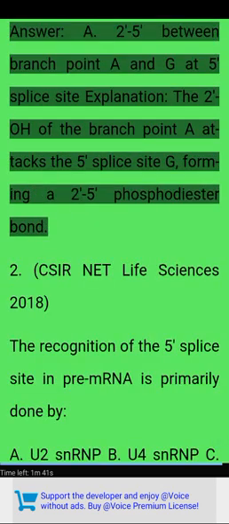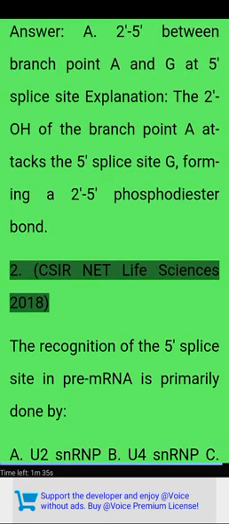Answer. A 2'-5' bond between branch point A and G at the 5' splice site. Explanation. The 2' OH of the branch point attacks the 5' splice site G, forming a 2'-5' phosphodiester bond. 2. CSIR NET Life Sciences 2018.